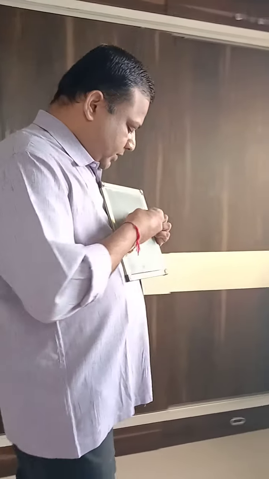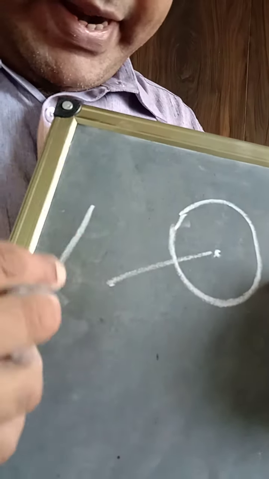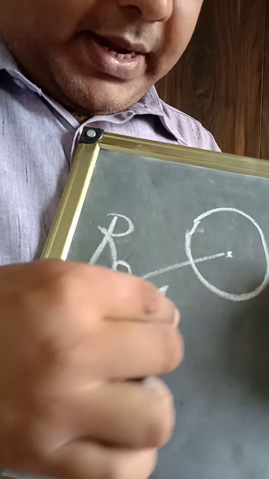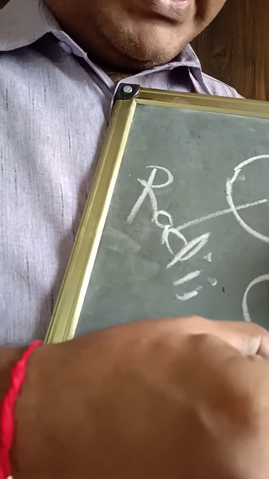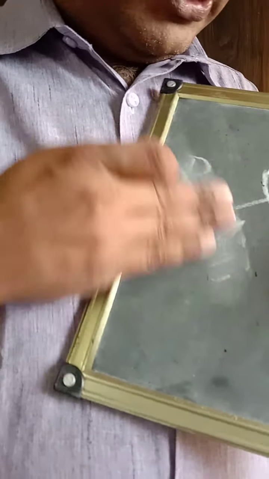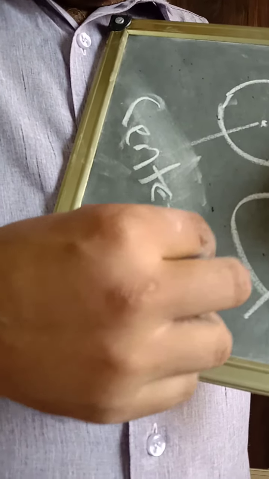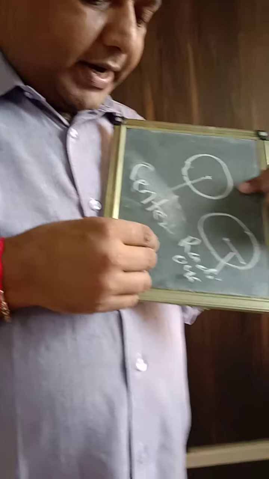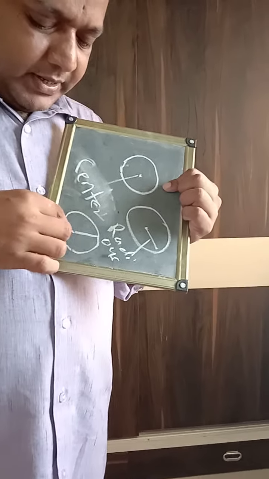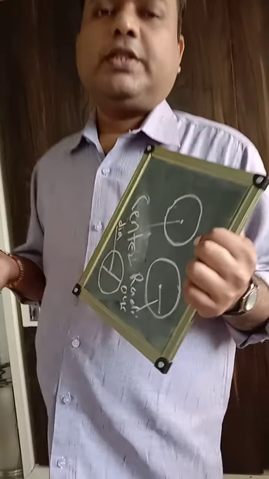So we can take a circle. This is a circle. This is the center. This is the radius, R-A-D-I-U-S. And this one is the diameter. So these are the things we require.